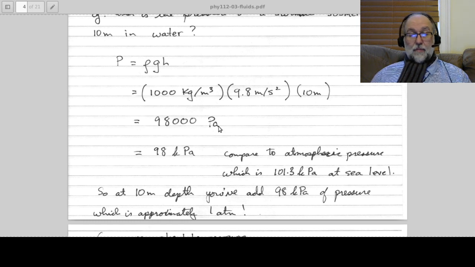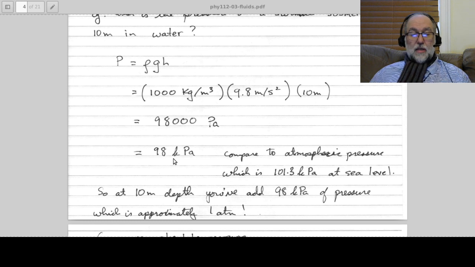You remember that the MKS unit for pressure from last lecture was a Pascal, and that's a Newton per meter squared, and it's pretty small. It's a small unit. So here we have a pressure of 98,000 Pascals, and that is the MKS unit. But you'll generally see that written as kilopascals. Okay, 98 kilopascals. So a swimmer that swims down 10 meters into fresh water can expect 98 kilopascals of pressure on top of their body.